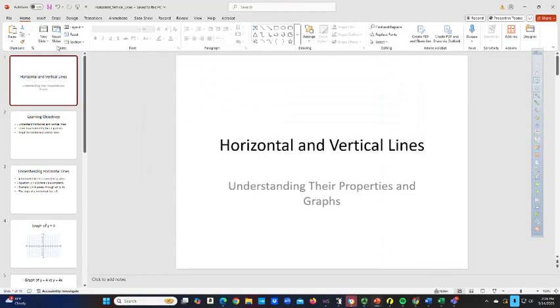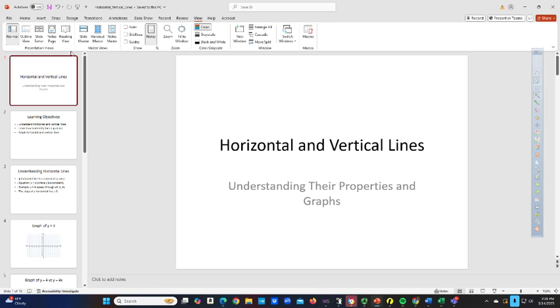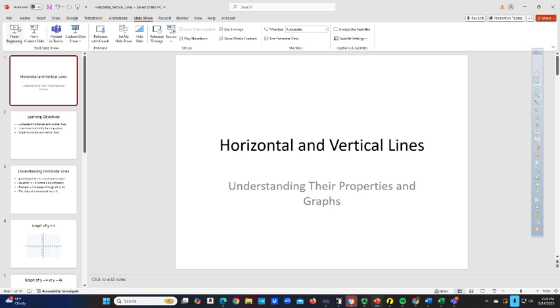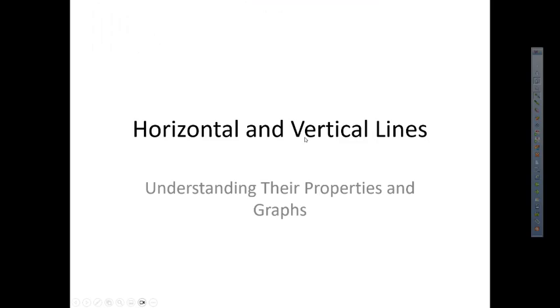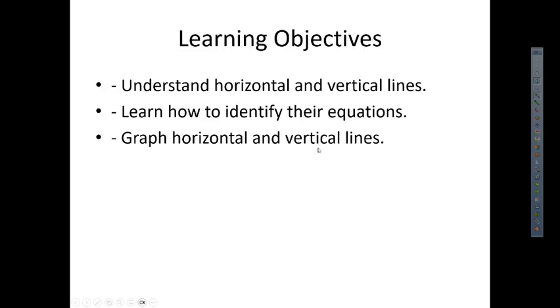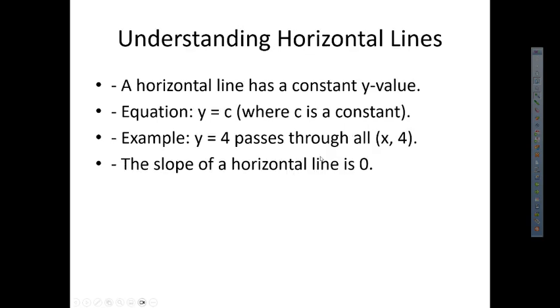All right, so I've hinted to this a couple of times about horizontal and vertical lines. So we're going to talk about what those look like and how we graph those when we are tasked to do that. So in this quick video, we're going to talk about horizontal and vertical lines, and we're going to understand their properties and their graphs. All right, so the learning objectives is to understand horizontal and vertical lines, learn how to identify their equations, and then graph horizontal and vertical lines.